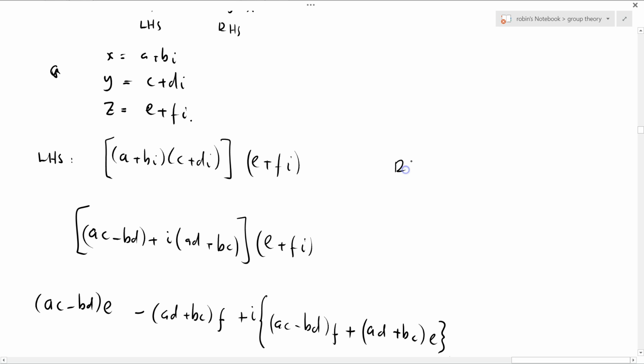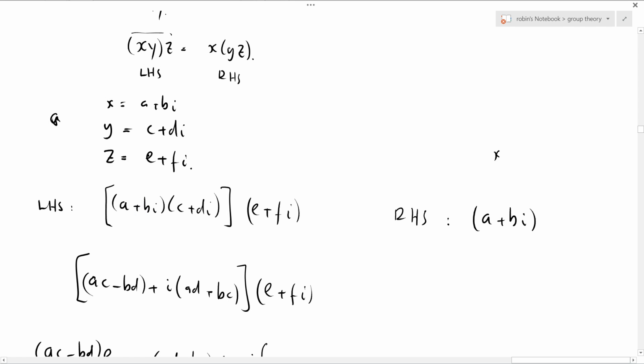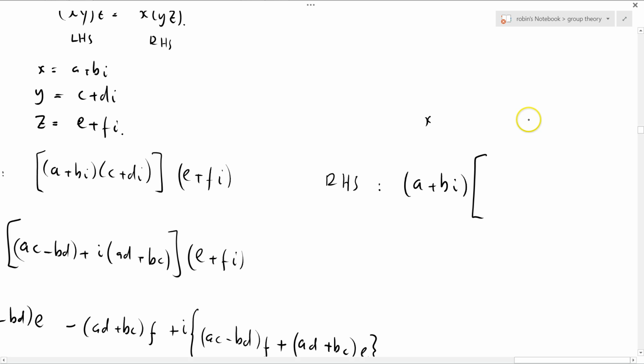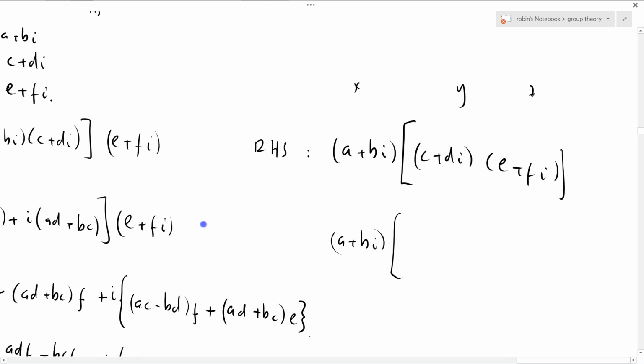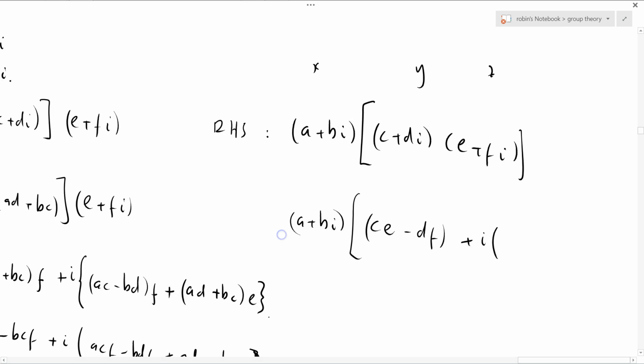So here the right hand side is going to be A plus BI, that's my x, times y times z. So I'll put some brackets here, and then yz. So ABC plus DI E plus FI. So it's A plus BI times CE minus DF, that's the real component, plus I DE plus CF, that's the imaginary component.